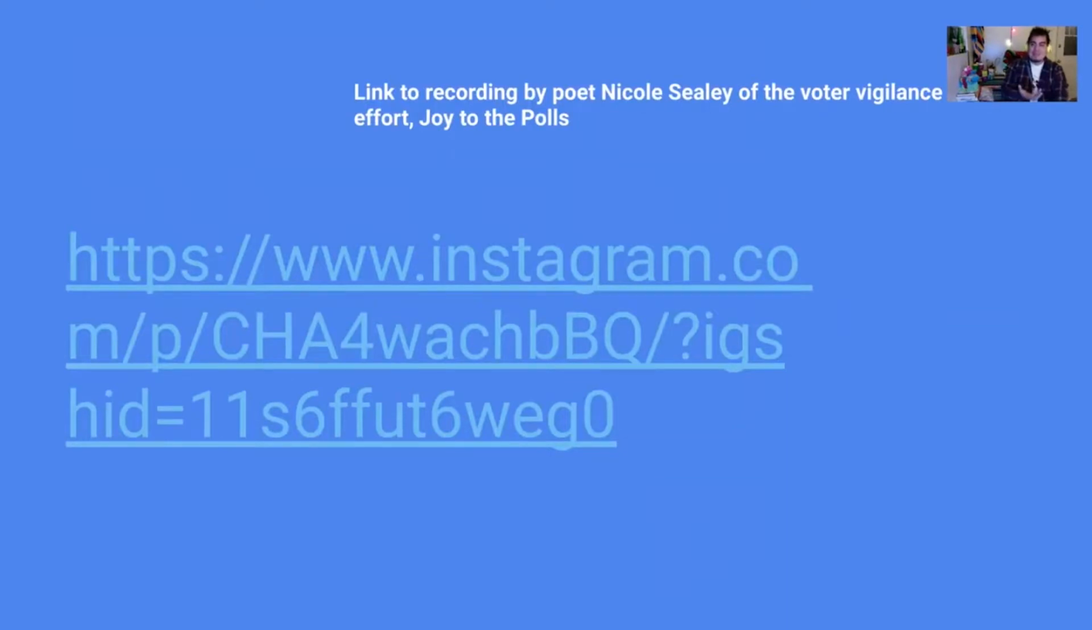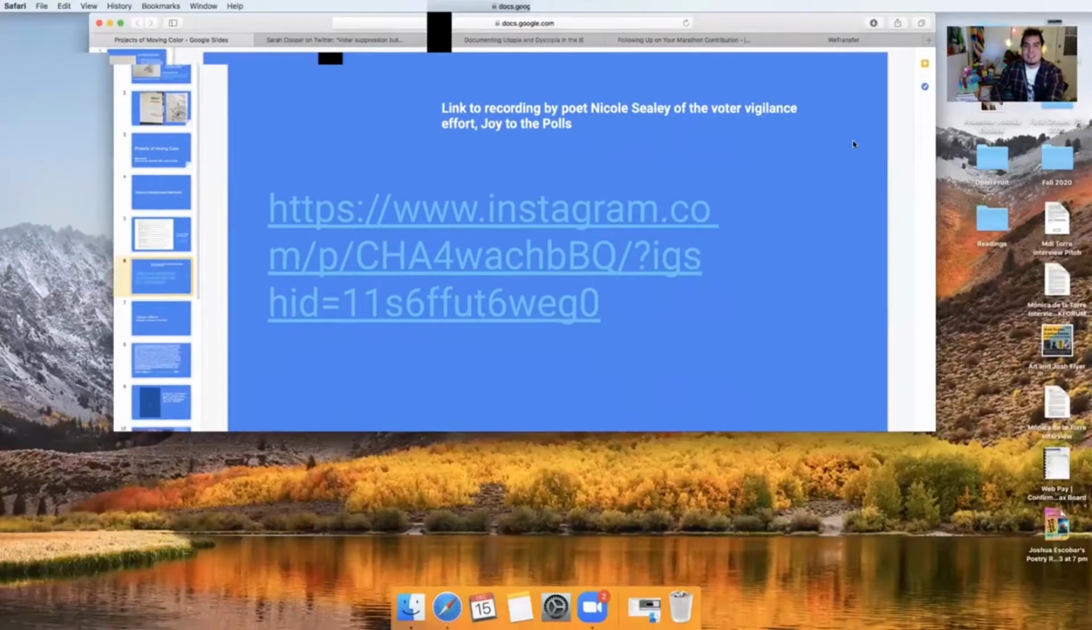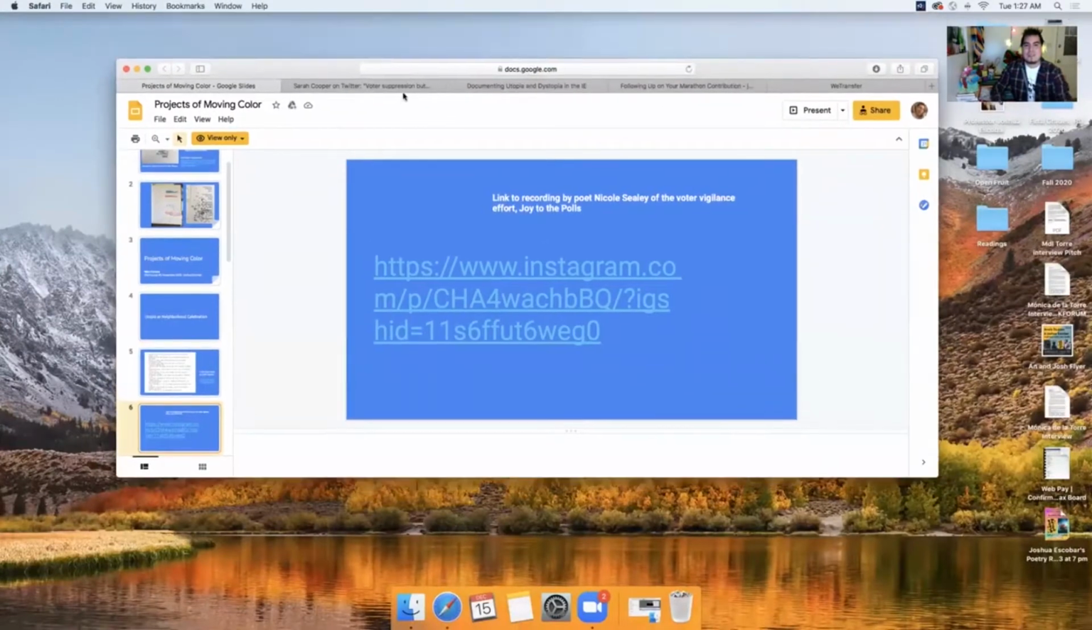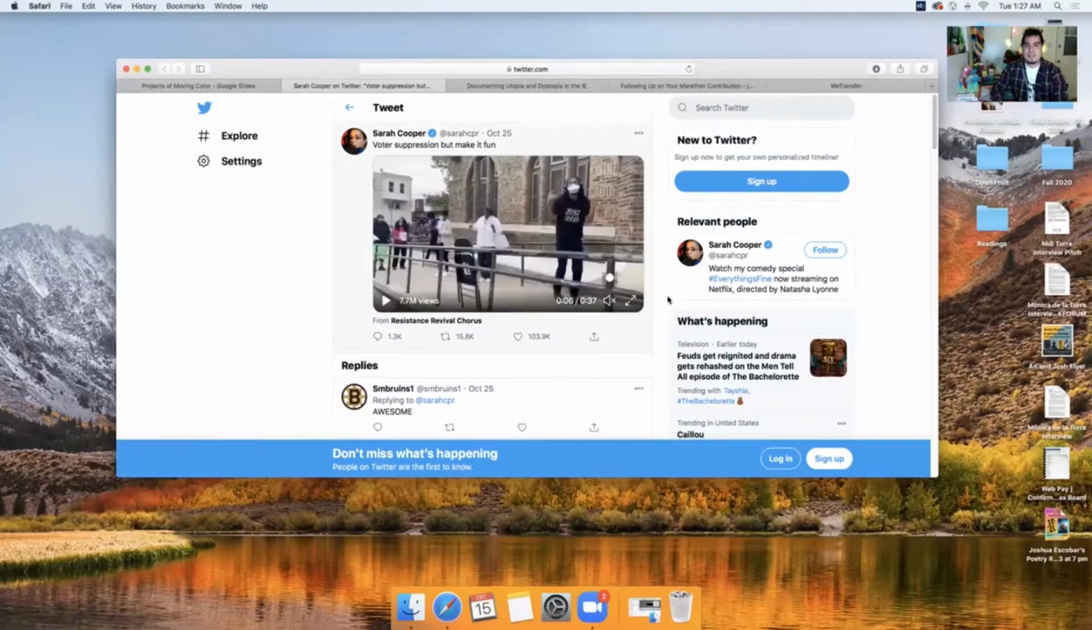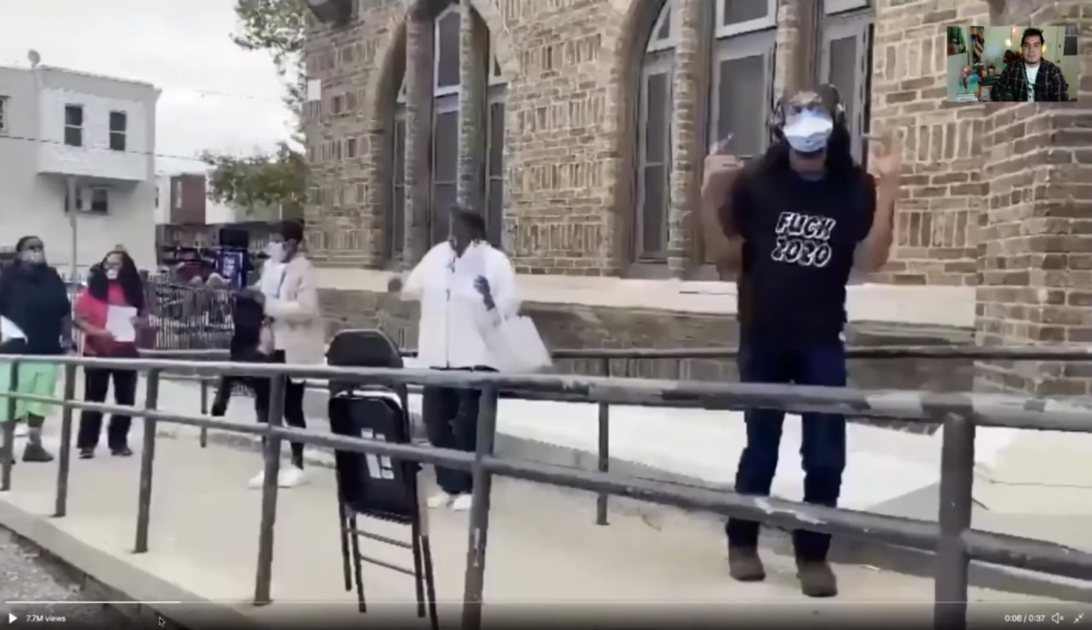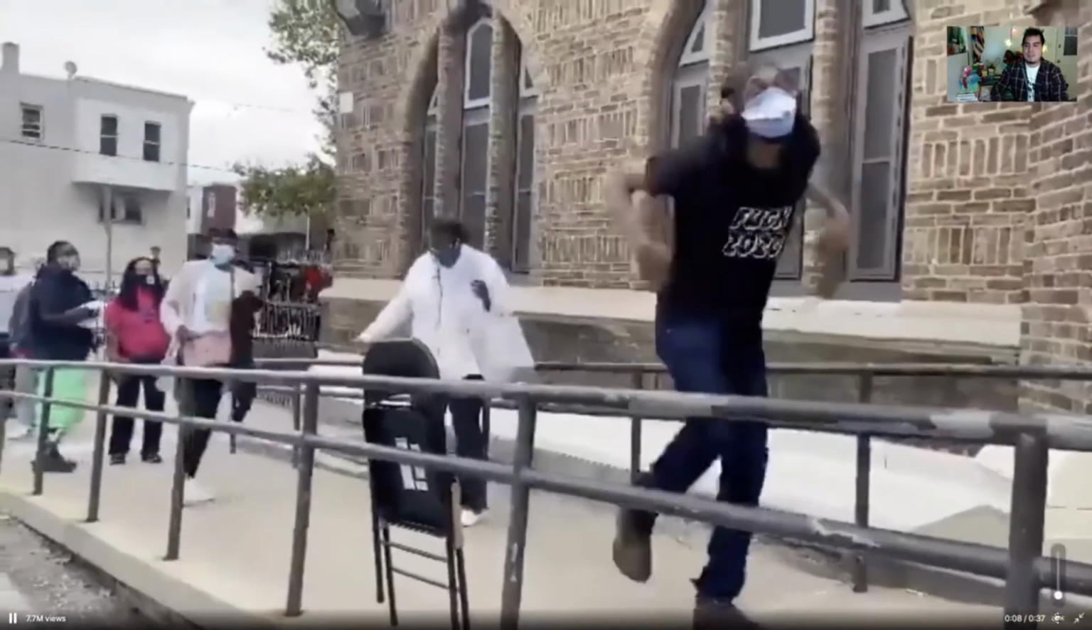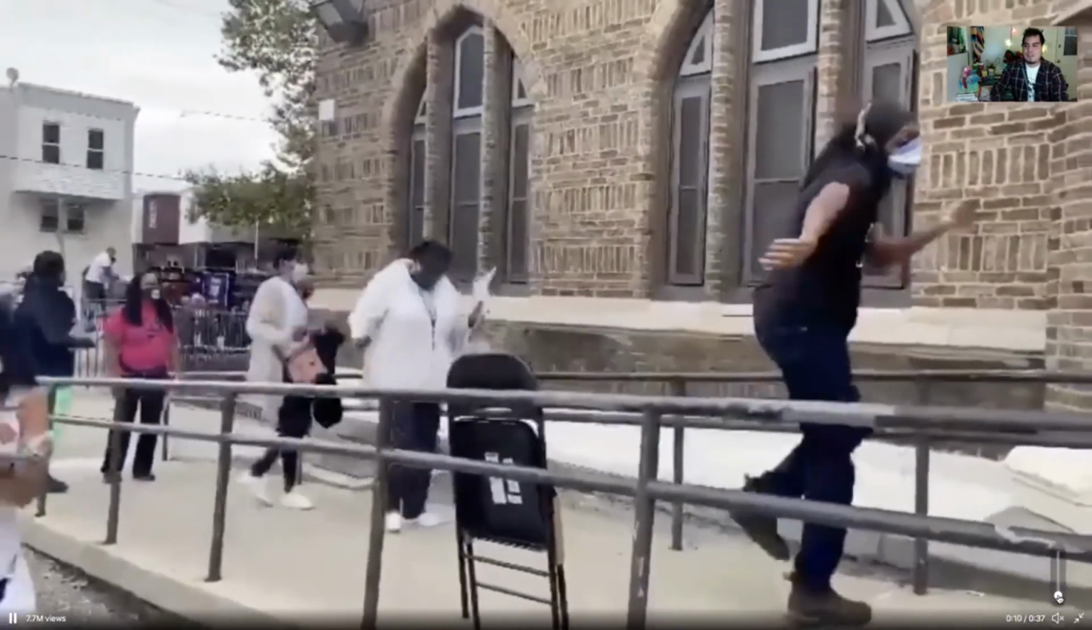An example of utopia as a neighborhood celebration actually comes from Nicole Seeley's Instagram. She had this wonderful post about the joy to the polls, but she has since updated her Instagram. So I found a video of it online. But just thinking of utopia as not necessarily this lofty thing that is only accessible by a few, but can be manifested and realized.